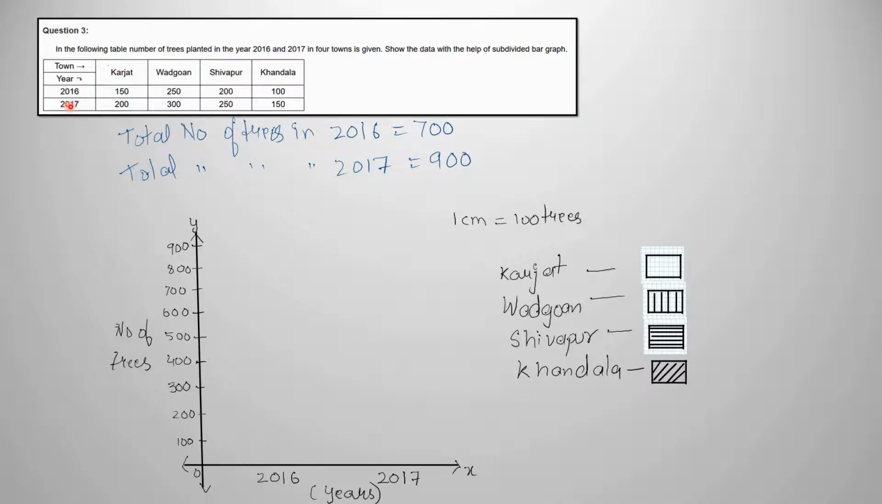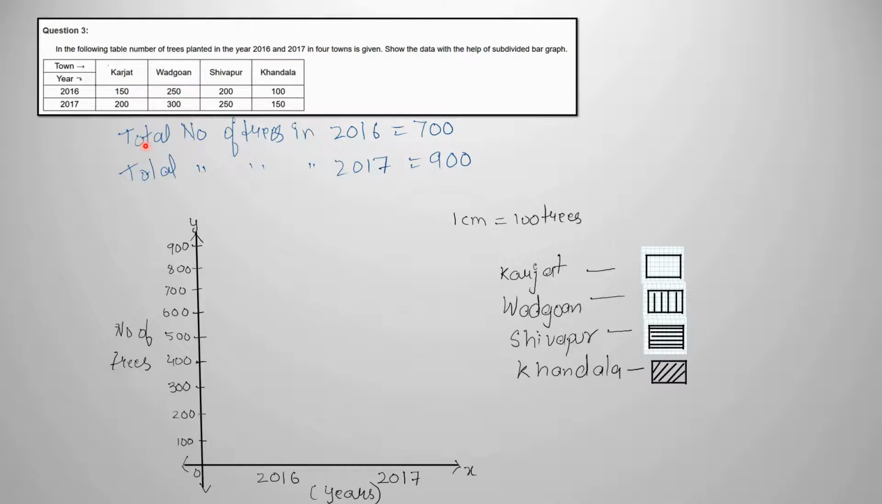And there are 2 years, 2016 and 2017. So we will have 2 bars corresponding to the 2 years. That is, one bar would be for 2016 and the other bar would be for 2017. Each of the bars would be subdivided into 4 parts, where the first part would be Karjat, second part Vadgaon, third part Shivapur and the fourth part Khandala. These are the different patterns that would represent each of the towns.